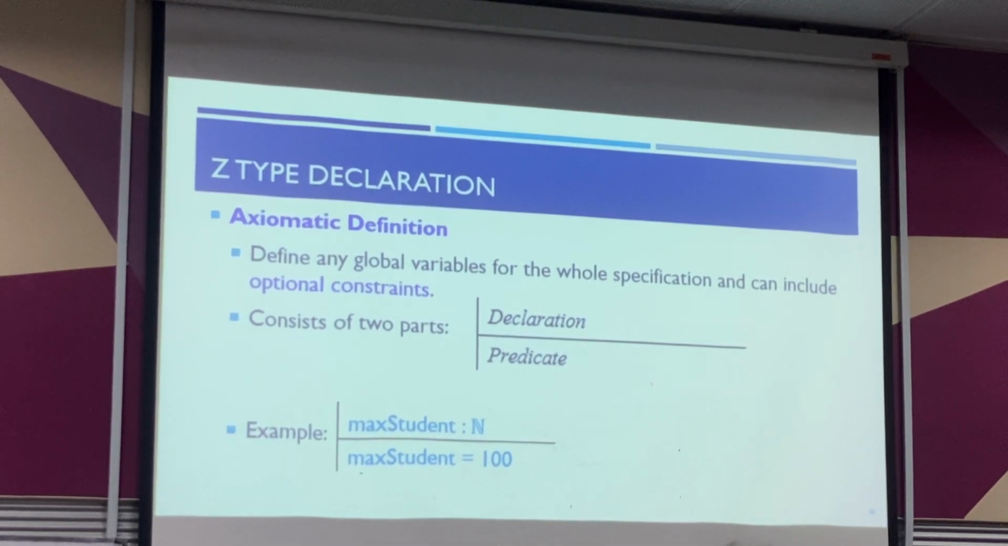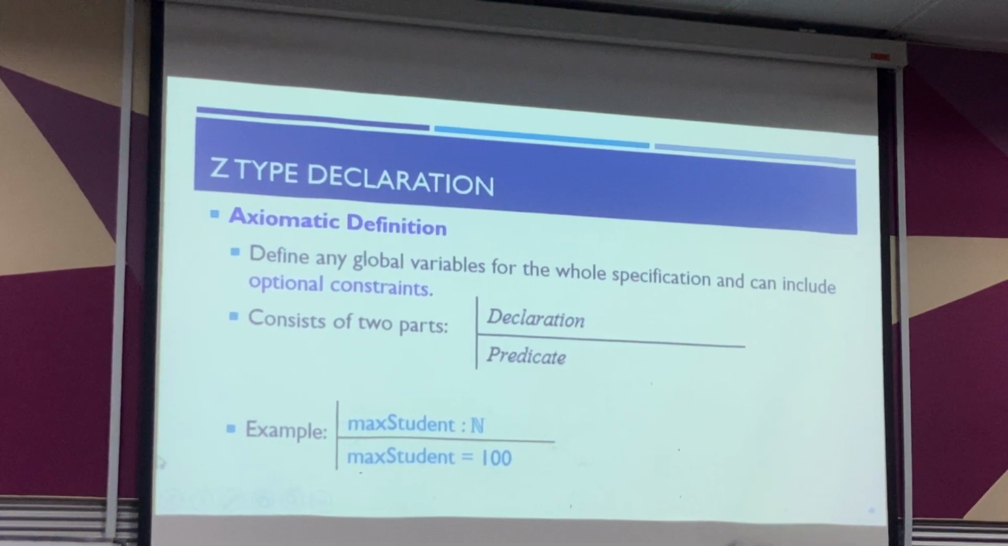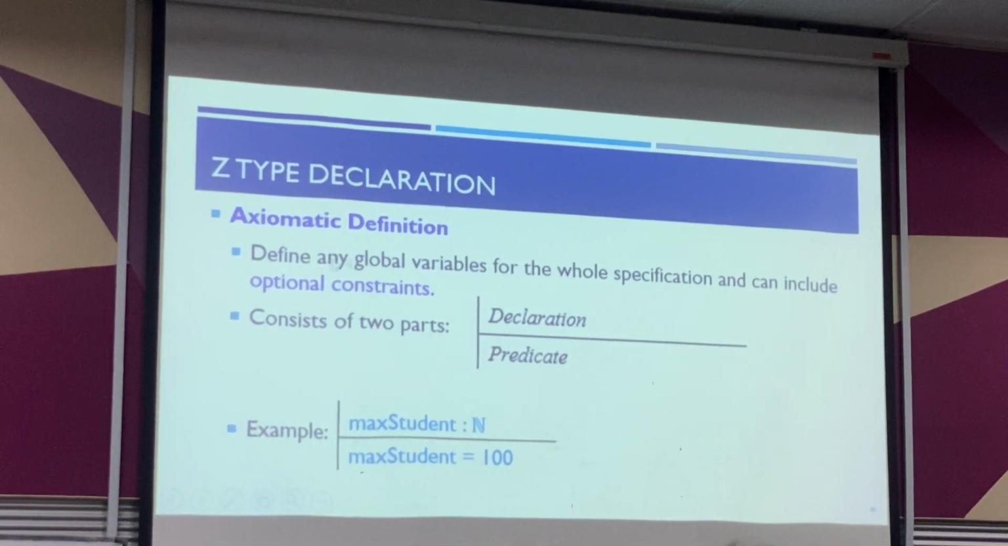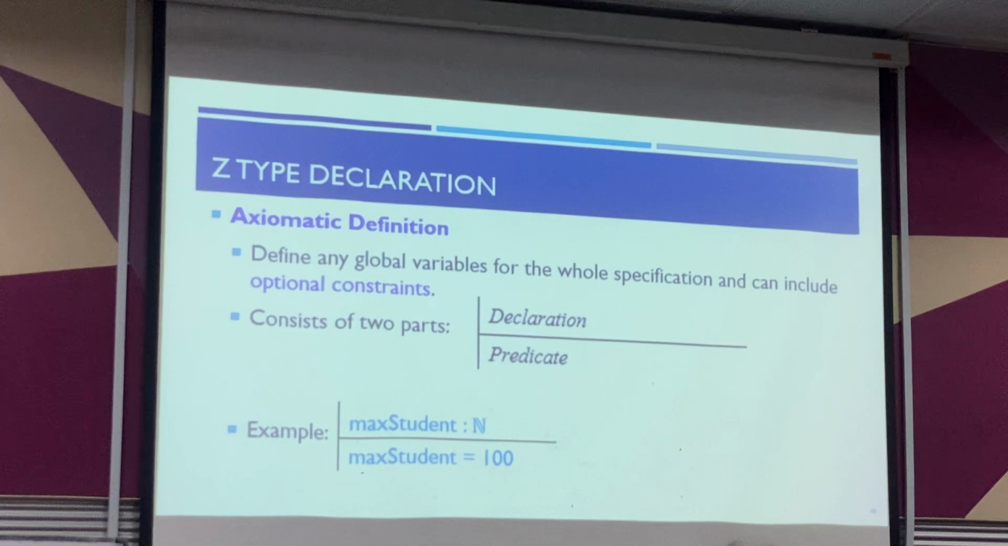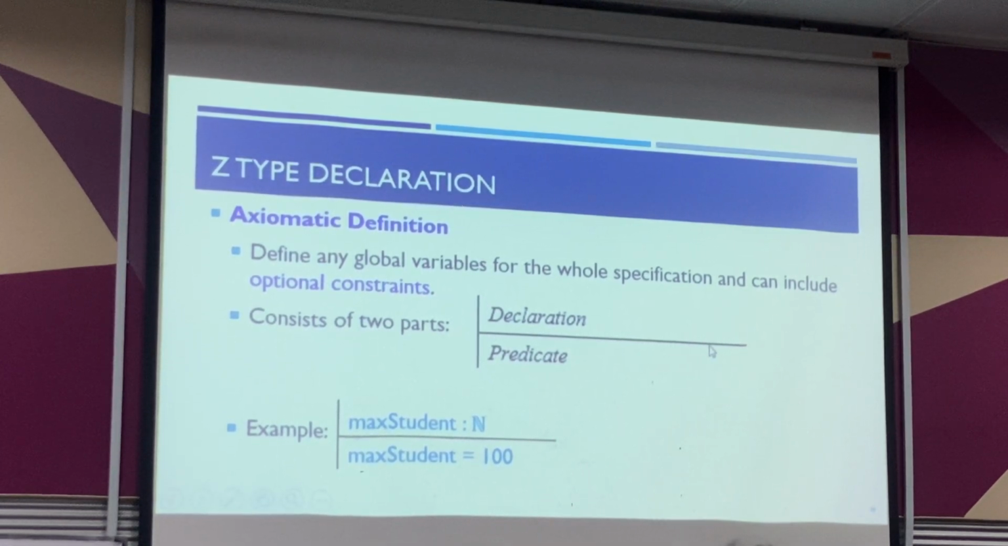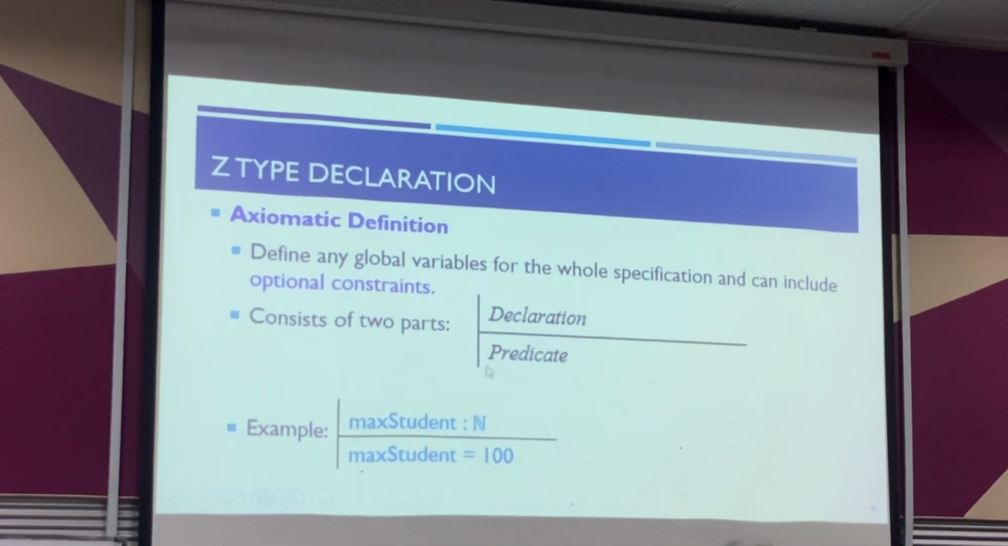Okay, every tutorial class has a maximum of 24, meaning that globally, for everyone in the system, the maximum number of students in the class is 24. So you do this using an axiomatic definition. There are two symbols. I call this symbol the sleeping T. This is a special symbol we call the axiomatic definition symbol, where you have the sleeping T. On top is the declaration, below is the predicate.